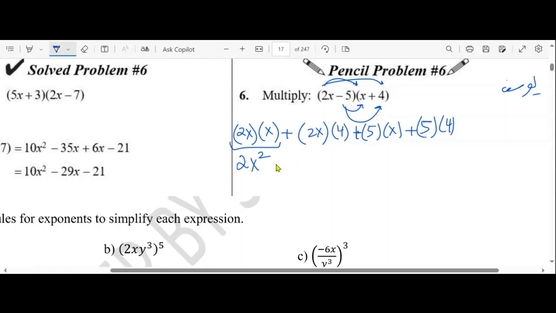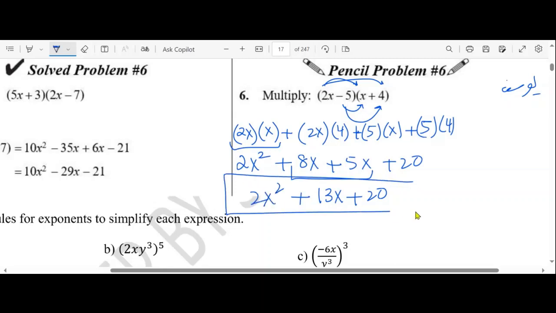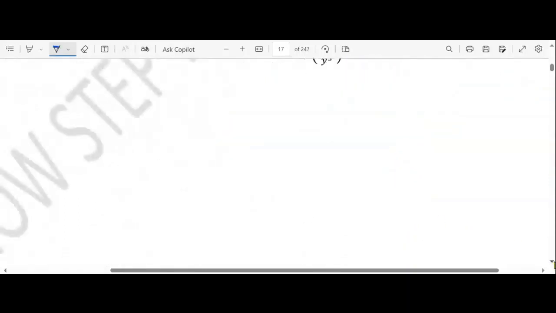2x times x, 2x squared. Very good. 2 times 4, 8. And then we have what? 5x plus 20. Can we combine these together? Yes. 13x plus 20. 2x squared. If you understand, raise your hand. Very good.